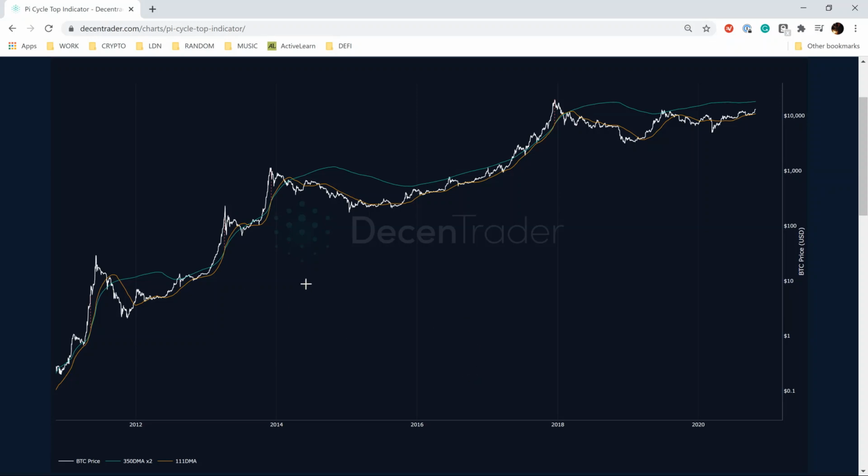So why does this indicator work? Because it's quite bizarre how it does seem to work so well in the previous 3 cycles. Well, what it's doing is showing us when the market is overheated. In fact, so overheated that the 111-day moving average catches up with a ×2 multiple of the 350-day moving average. Yes, we have this slower moving average but at a higher level, and this shorter term moving average, the 111-day moving average, catches up with it, right?